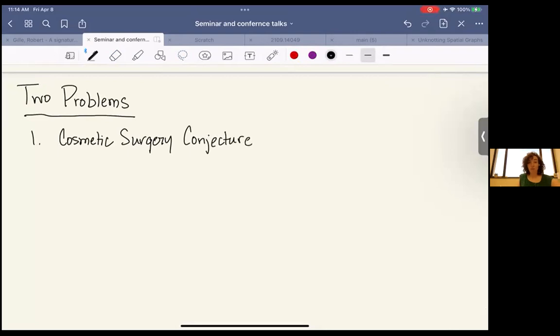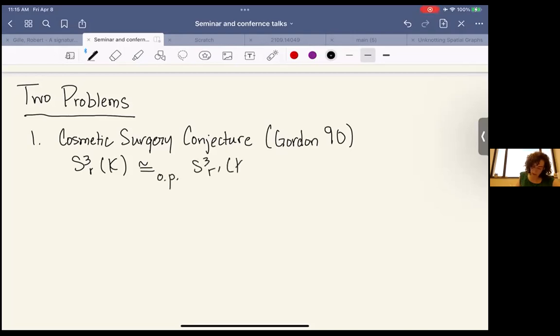This conjecture is due to Cameron Gordon, my advisor. The statement is that if you do R surgery along a knot K in S3, and the manifold that you get is orientation preserving homeomorphic to R prime surgery along K, then these slopes had to be the same. R prime is equal to R.